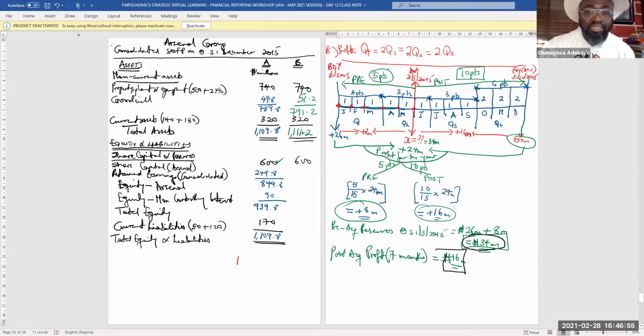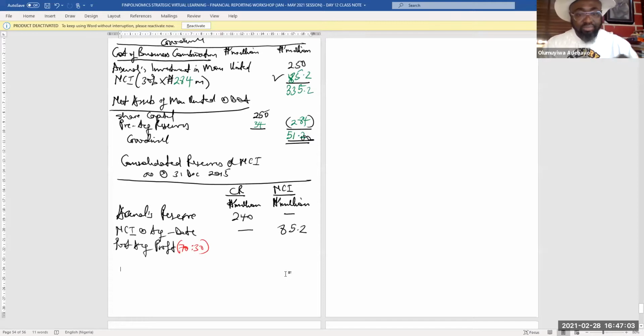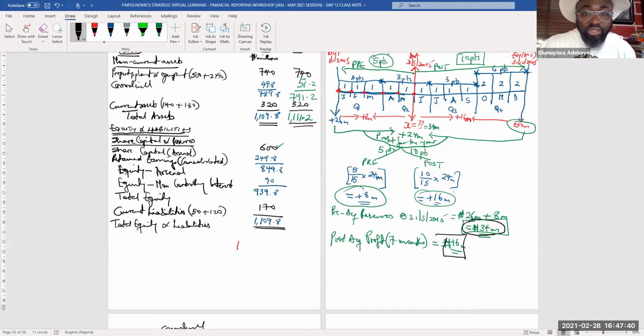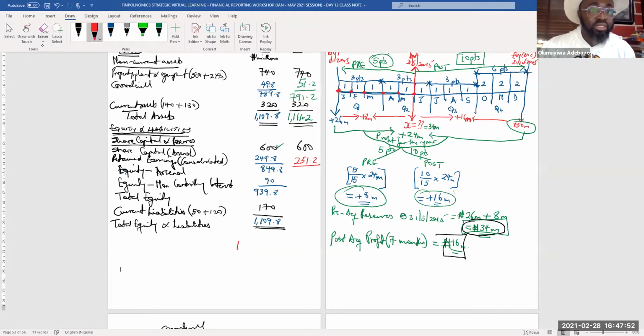Share capital of Arsenal still remains 600, but the retained earnings, I think it wiped out. I didn't save it. What was retained earnings again? I think 251.2. 16 times 0.7 gave us 11.2, and this gave us 4.8, 90 and 251.2. Let me save it. This is 600, which remains the same, while this is 251.2. Sorry, let me be consistent with the column.